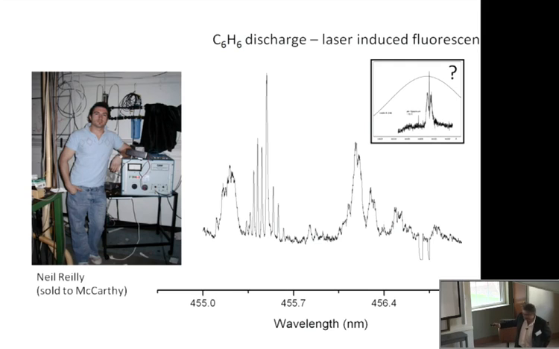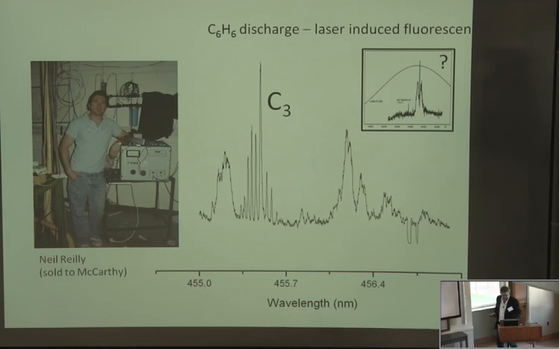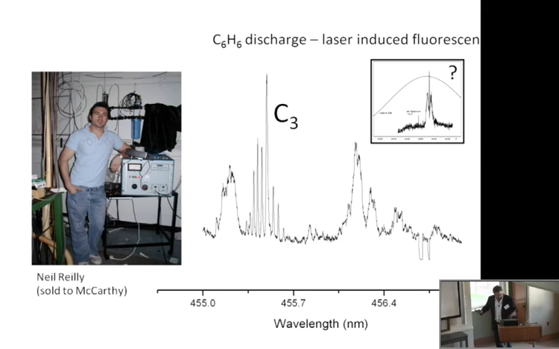And if you scan the laser-induced fluorescence of a benzene discharge, you see a lot of things. Sometimes the discharge turns off. Don't worry about that. These features, which really show what looks like well-defined rotational structure, is in fact C3. You will always make C3 when you create a discharge, and C3 is a known interstellar species. But what are these things here?